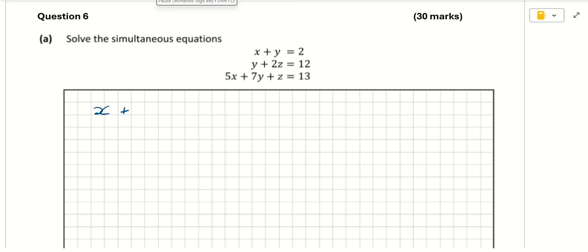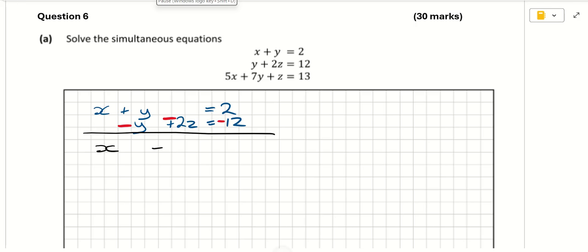So we've got x plus y, and then there's no z, is equal to 2. Then we've got y plus 2z equals 12. So lay it out nicely when you're doing this. Okay, then you can just do like this. So your y's will minus off each other, so change your signs. And we're going to get x minus 2z equals minus 10. Okay, that works out. So that's one of your things.